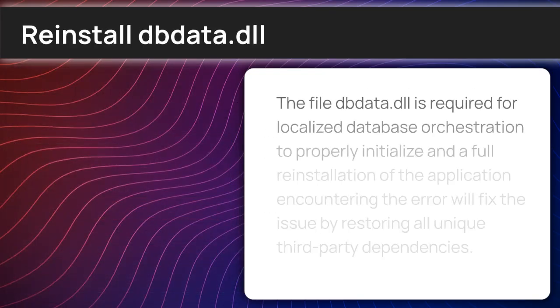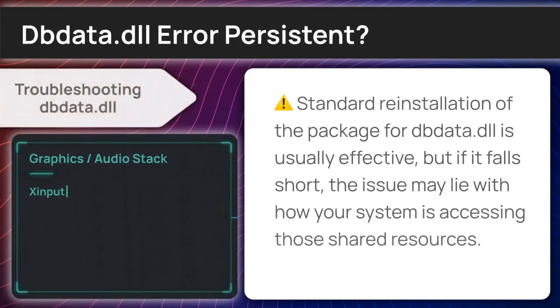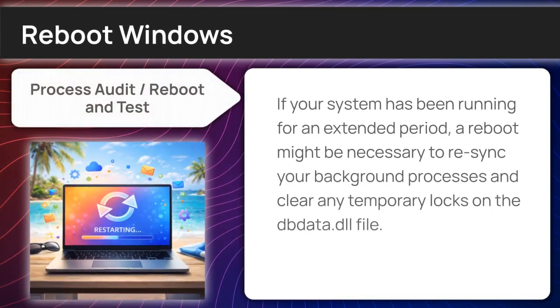The file, database data library DLL, is required for localized database orchestration to properly initialize, and a full reinstallation of the application should fix the issue by restoring all unique third-party dependencies. When a fresh installer fails to clear the error, it typically points toward a deeper conflict within the Windows execution layer. A full system restart ensures that no background processes are currently locking the database data library file. A fresh boot allows Windows to reinitialize its library map from a clean state.